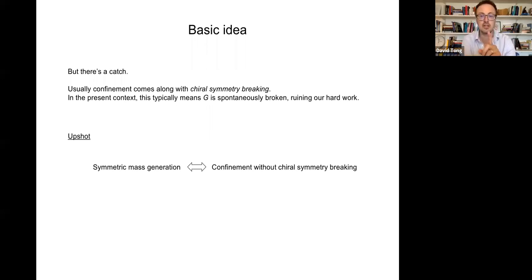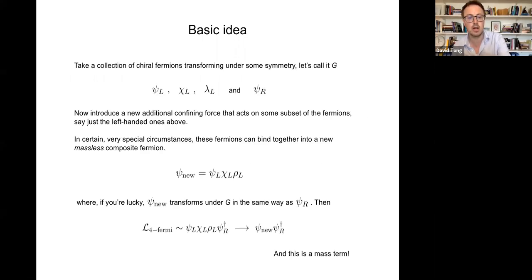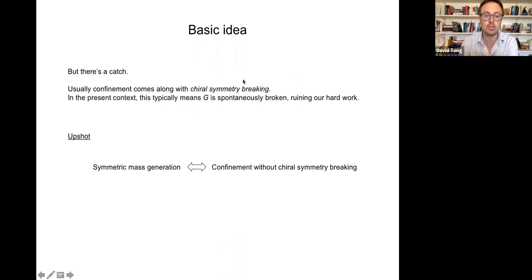All right, there's a catch to this. Let me tell you what the difficulty in achieving this is. It's that usually confinement is accompanied by chiral symmetry breaking. And in the current context, let me just go back one slide. These fermions transform under some global symmetry G. There's some extra confining force which binds this together. From the perspective of that confining force, this G is typically a chiral symmetry. And therefore, if confinement is accompanied by chiral symmetry breaking, this symmetry G is going to be spontaneously broken, and that's game over. That's bad for what we want to achieve.